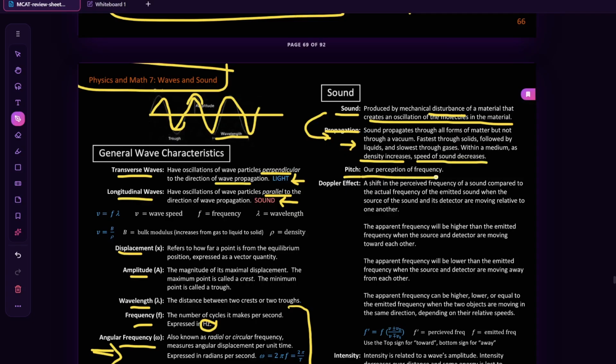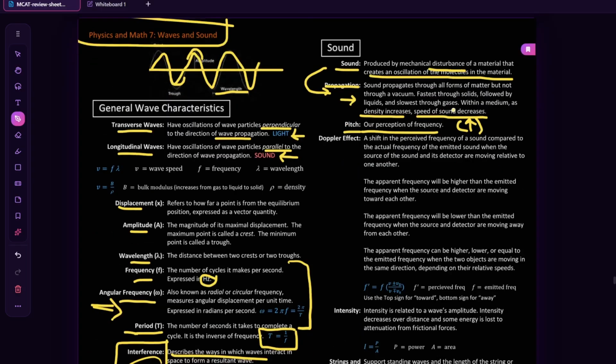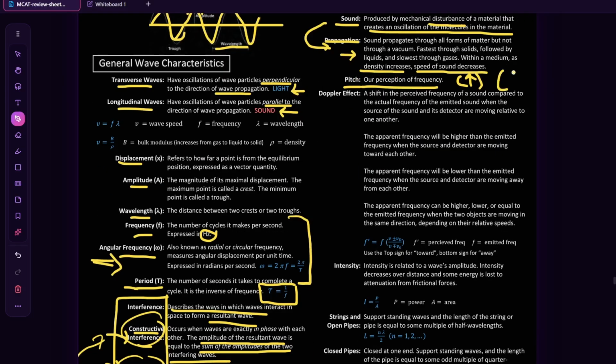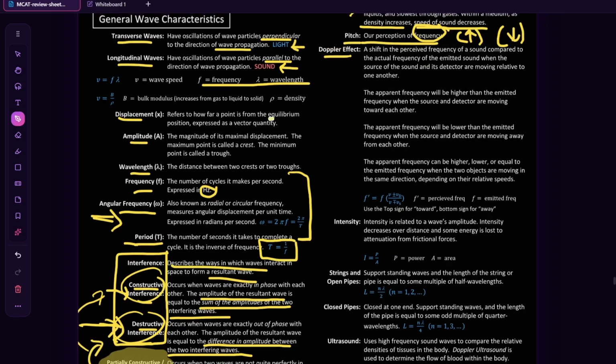Okay, let's go into pitch. Pitch is just our perception of frequency. So if I said someone has a high pitch, that means I think their sound frequency is high. If I said someone has a low pitch, I think their frequency is low. But frequency is an actual objective number that you can calculate, as we've discussed. Frequency has a formula.